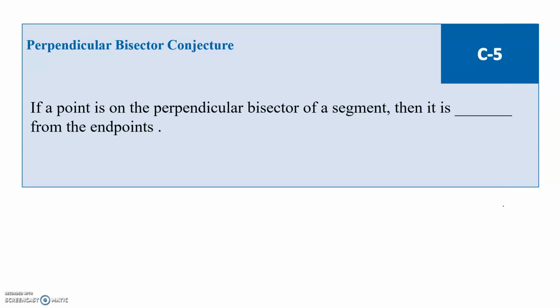So we're ready for conjecture number 5. If a point is on the perpendicular bisector of a segment, then it is the same distance, or equidistant, from the endpoints.